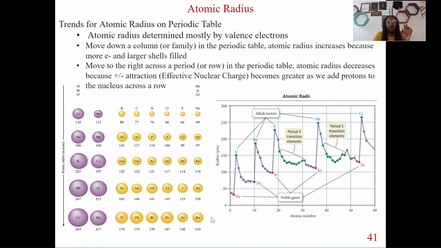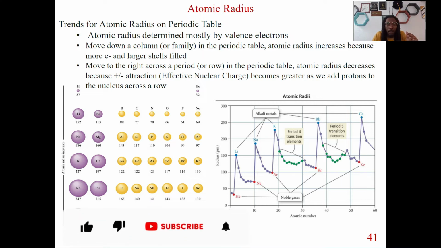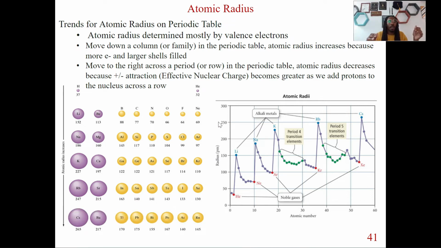If you pay attention to just the column, the atomic radius will increase as you go down the column. The reason is that the atoms are getting bigger as we go down a column. If our elements are getting bigger, that means we're going to have more electrons, and therefore more shells to fill up. That's going to impact our atomic radius just because we have more electrons.